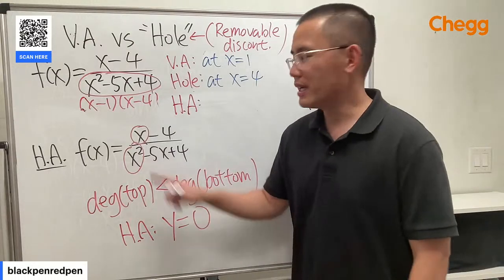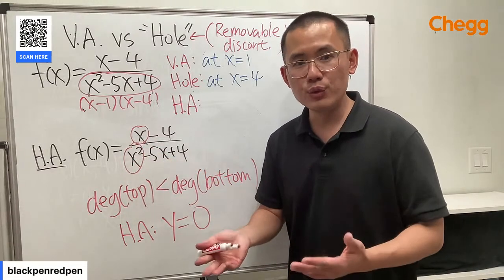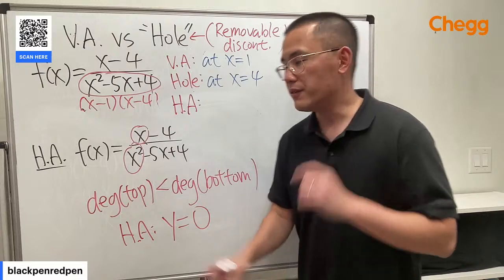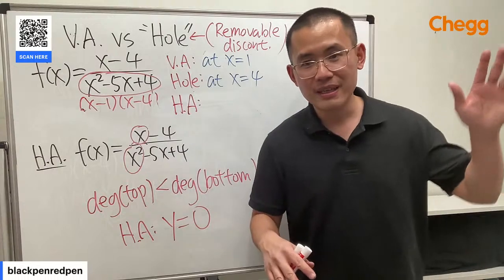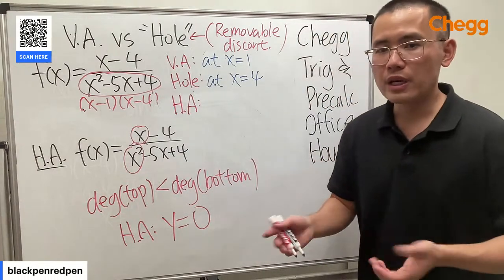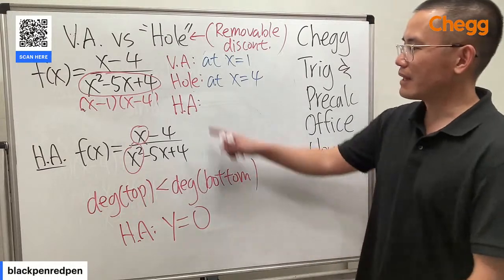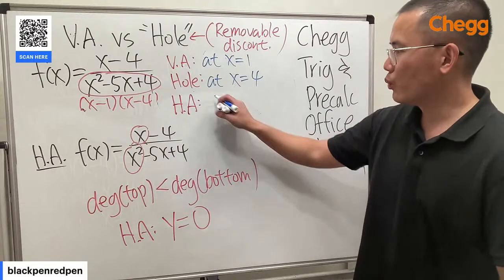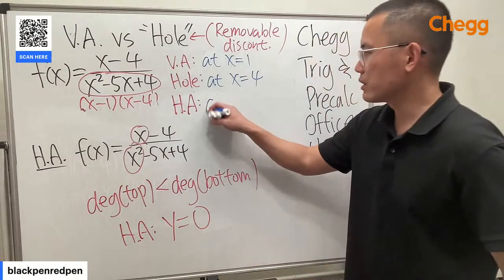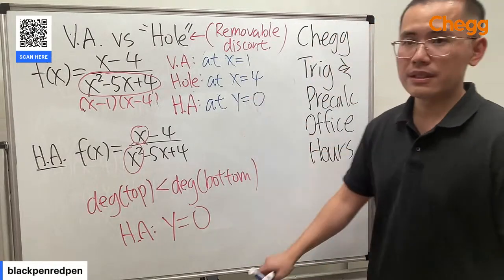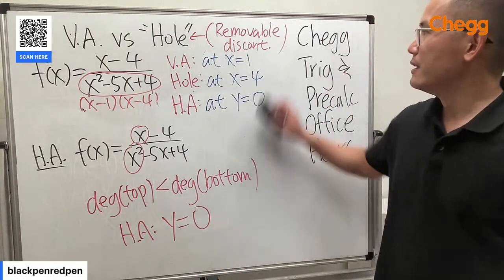If they have the same degree, let's say if you have 2 right here, you just divide out and get a number, and that gives you the horizontal asymptote. If the degree on the top is higher, then you're not going to get a horizontal asymptote, you'll get infinity. But sometimes you may get a parabolic or linear, like a slanted asymptote. But for this one, the horizontal asymptote is y equals 0. So I'm also going to say at y equals 0. Whew, just like that.